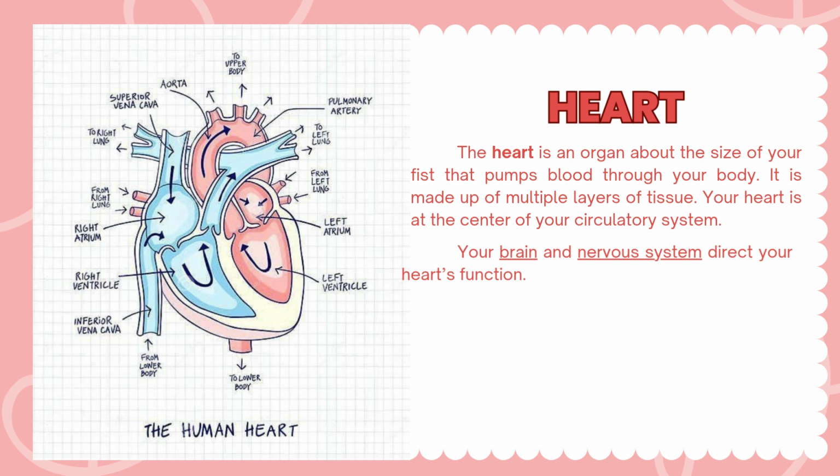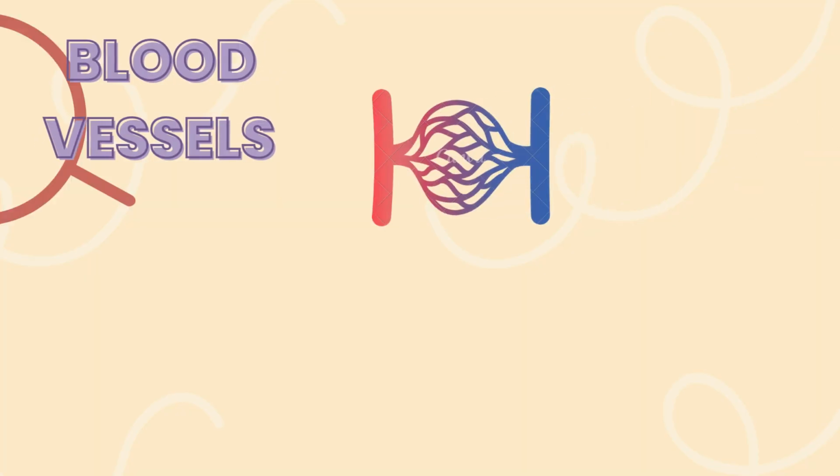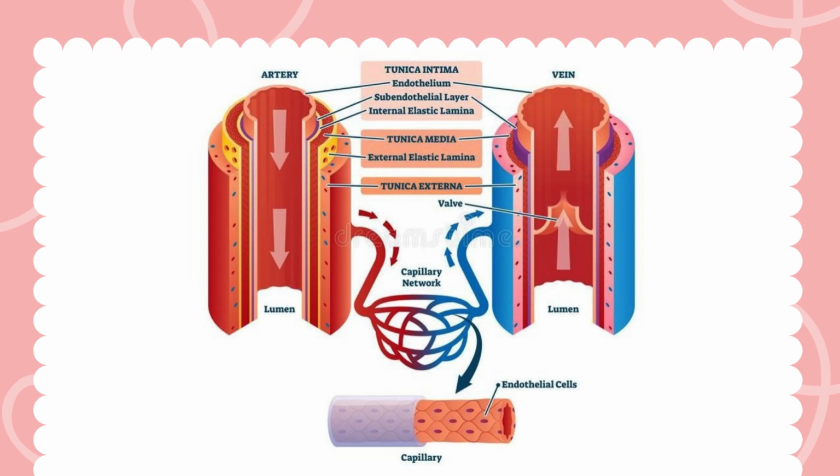As your heart acts as a pump, it sends blood through a network of blood vessels: your arteries, your veins, and your capillaries. Your arteries carry oxygen-rich blood from the heart to tissues and organs. Your veins, on the other hand, bring oxygen-poor blood back to the heart. And your capillaries are the smallest blood vessels, and they allow the exchange of oxygen, nutrients, and waste products between the blood and body cells.